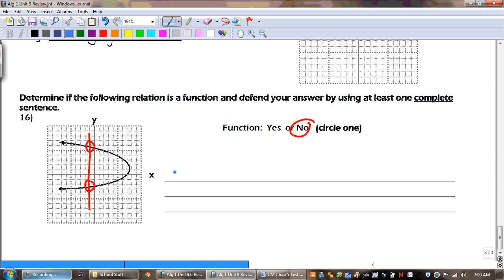All right. And what I would say is the relation is not a function. And now we have to defend it because it fails the vertical line test. And the vertical line test is what we used in question number 1 on the first page with those 4 graphs. Okay.